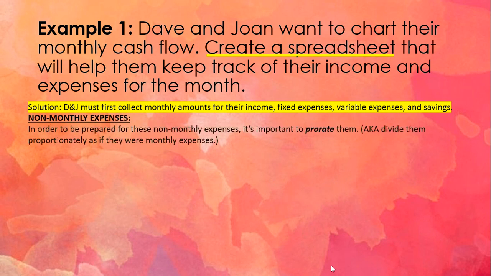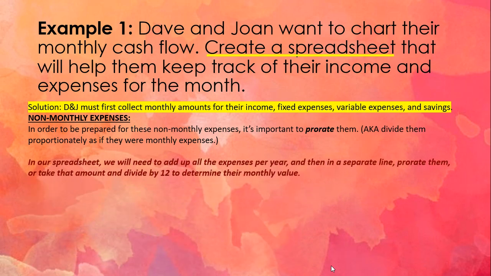So again, in order to be prepared for these non-monthly expenses, it's important to prorate them, which is what I was talking about, like preparing for them in advance. We're going to find out how much they pay in a year, and then we're going to divide them proportionately as if it was a monthly expense, so that we have that money stored away for those non-monthly expenses. So in our spreadsheet, we're going to have to add up all of these non-monthly expenses per year, prorate them, and determine their monthly value. To prorate them, we're just going to add them up and divide by 12.